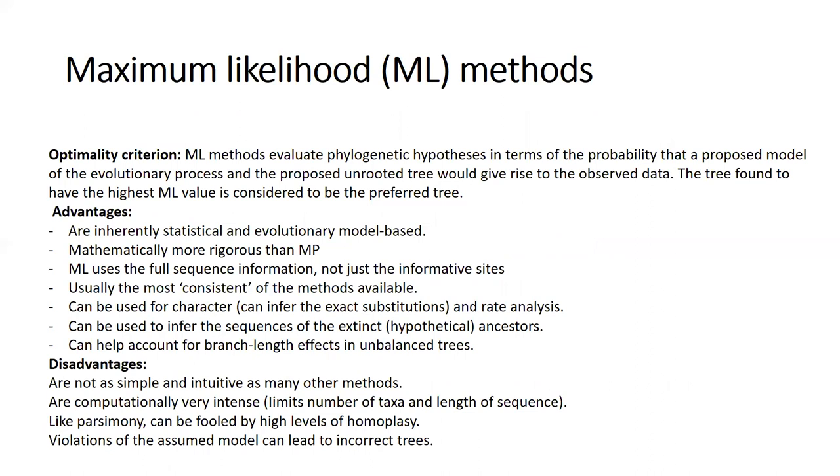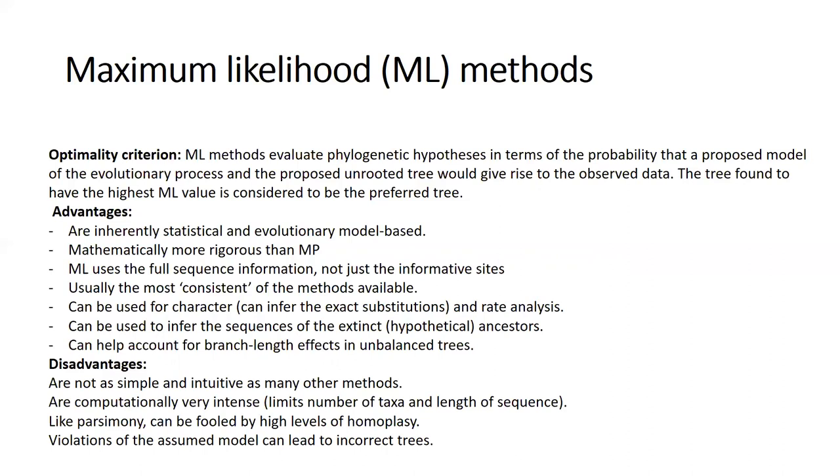So the second method is the maximum likelihood method, or ML method. This method evaluates the phylogenetic hypothesis in terms of the probability that a proposed model of evolutionary process and the proposed unrooted tree would give rise to the observed data. The tree found to have the highest ML value is considered to be the preferred one. So there are several advantages for this method. For example, ML methods are inherently statistical and evolutionarily model based. So there are set statistics involved. It is thus considered mathematically more rigorous than maximum parsimony.